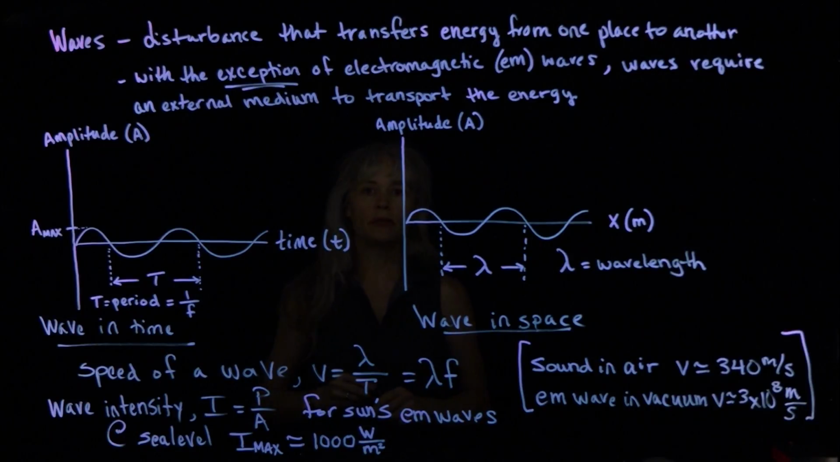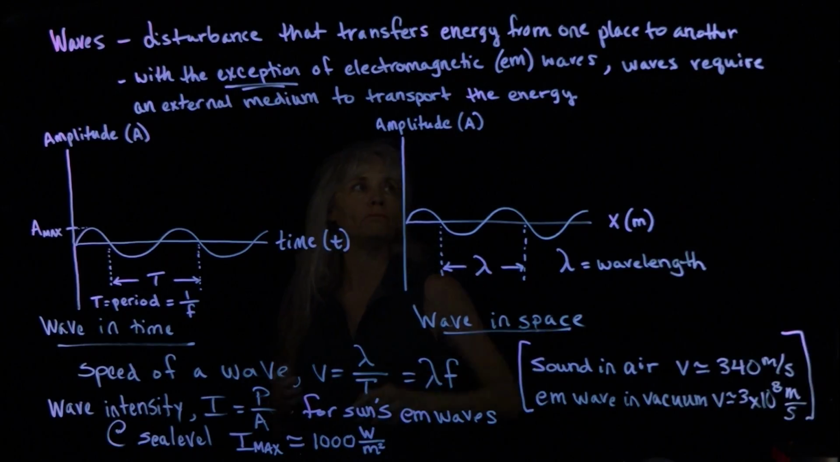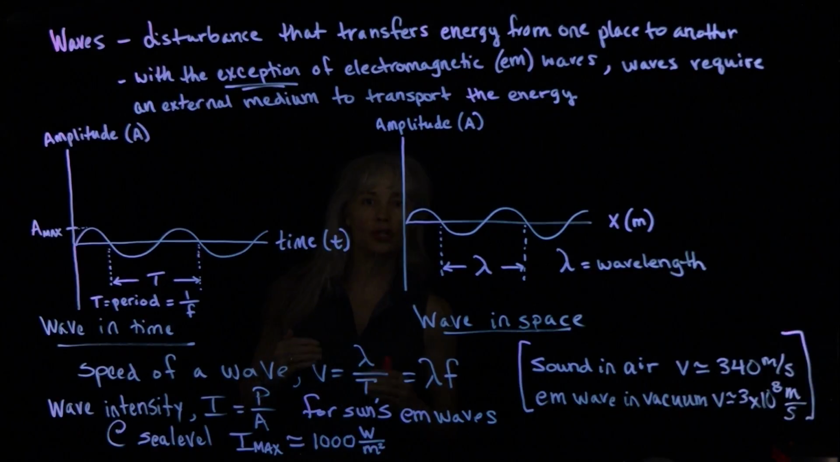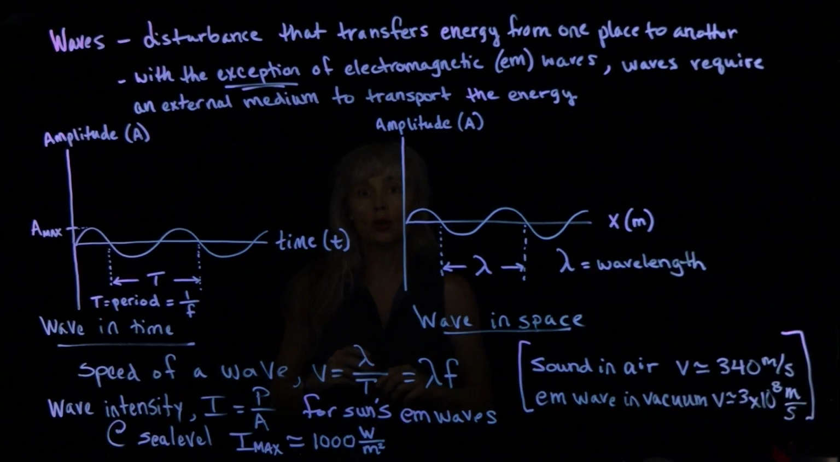And so up here at the top, we are just defining to begin with, what is a wave? A wave is a disturbance that transfers energy from one place to another. With the exception of electromagnetic waves, EM, waves require an external medium to transport the energy. So in space, there is no external medium, so the only waves that can travel in space are going to be the electromagnetic waves, the ones that don't require an external medium to travel.